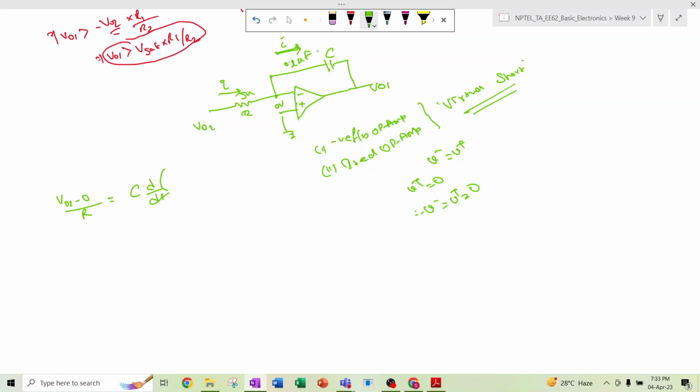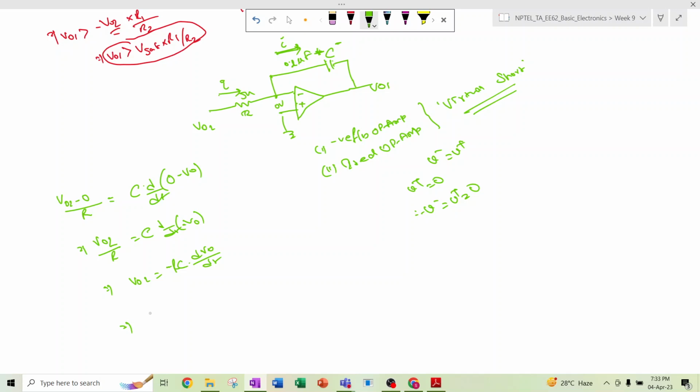So this is the direction, which means this is the positive and this is the negative terminal of the capacitor. So that means C of 0 minus V0, this is 0 and this is V0. So VO2 divided by R is equal to C d/dt of minus V0. So if it is d/dt of minus V0, that means VO2 is equal to minus RC dV0/dt.